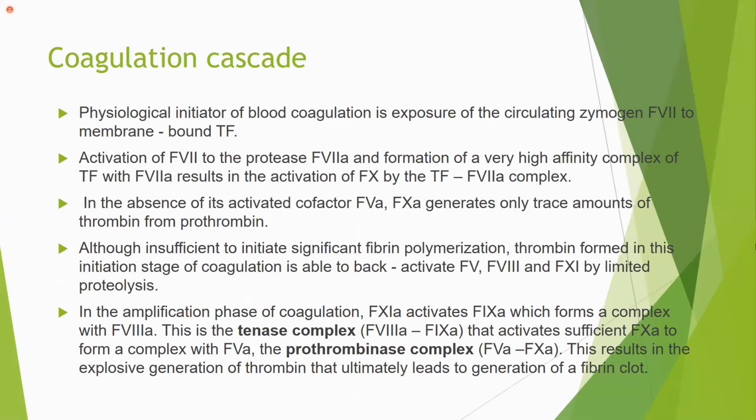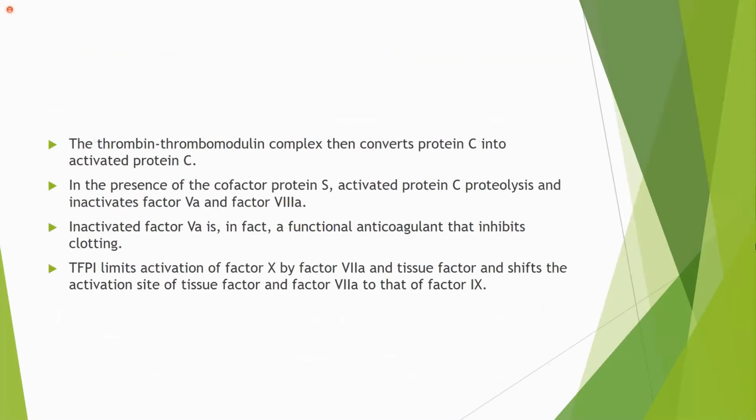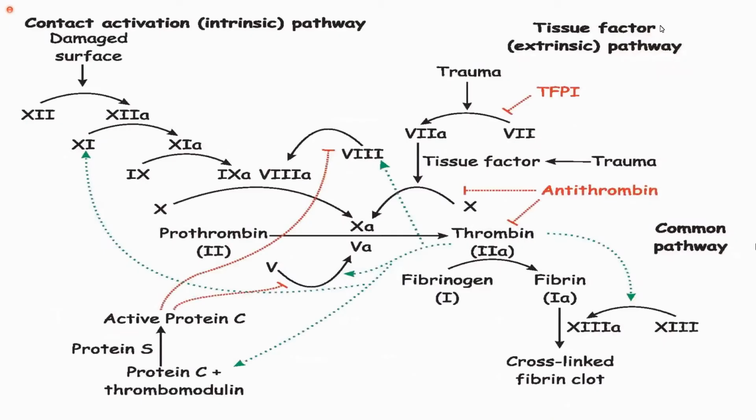Now, the physiological initiator of blood coagulation is exposure of the circulating zymogen factor 7 to the membrane-bound tissue factor, and activation of the factor 7 to the protease factor 7A and formation of a very high affinity complex of tissue factor with factor 7A results in the activation of factor 10 by the tissue factor 7A complex. You can understand it by this picture. See, this is the extrinsic pathway and this is the intrinsic pathway.